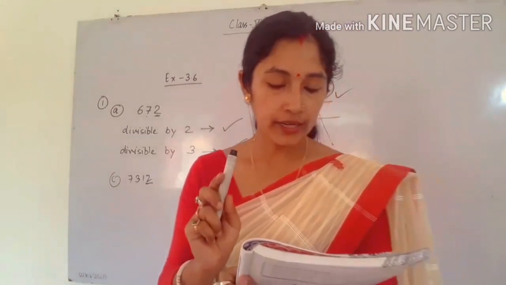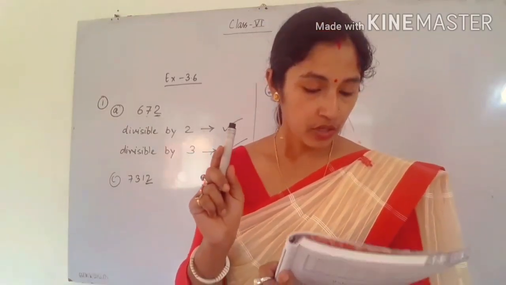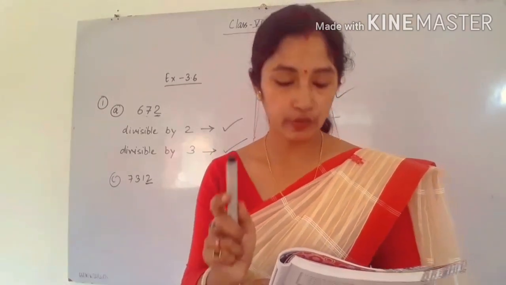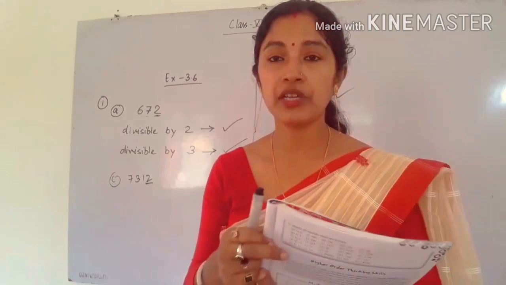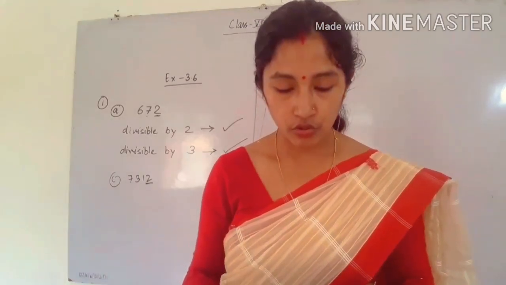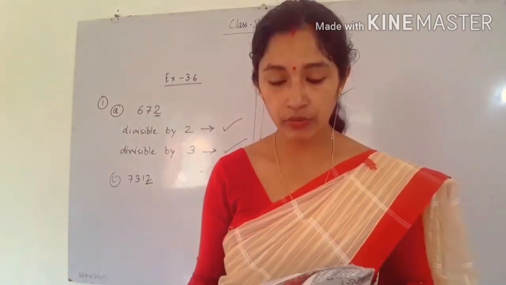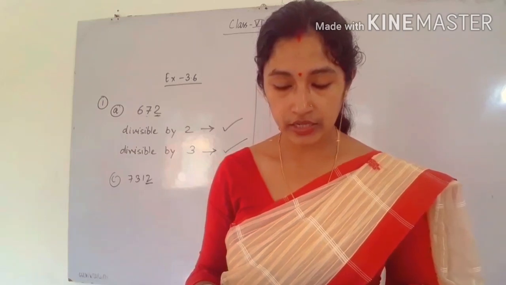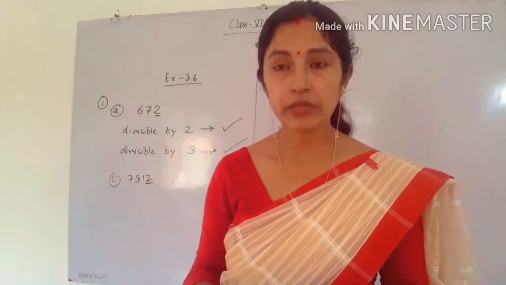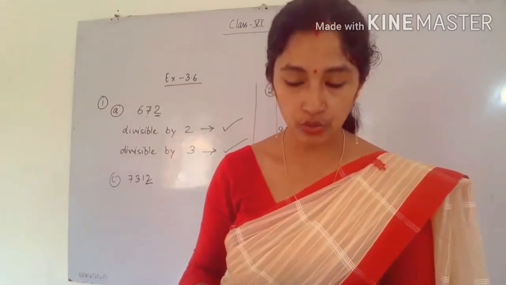Next is question number 2. In question number 2, you have to check whether the number is divisible by 10 or not. For that, you have to check the ones place. If the ones place is 0, then the number is divisible by 10. If the ones place is not 0, then the number will not be divisible by 10. So, you can easily check it. Next, question number 3, you have to check whether the number is divisible by 11 or not. For 11, I have already discussed, so try to do it.